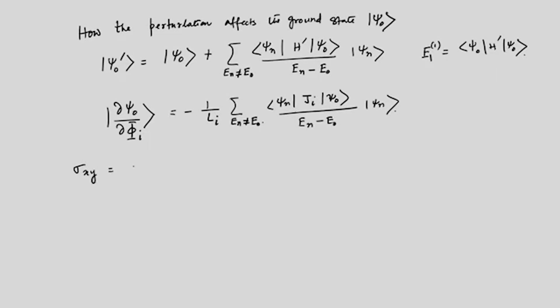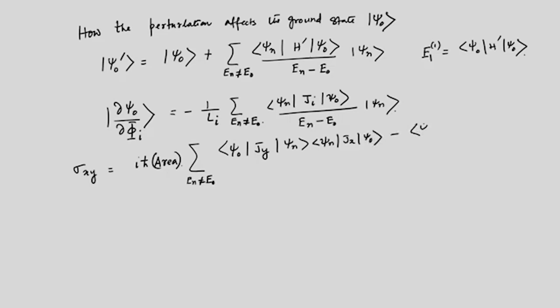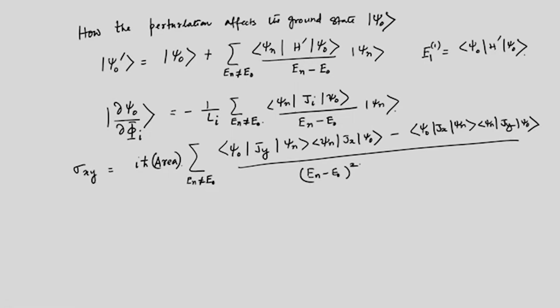Now, just reminding you of the Kubo formula. The Kubo formula said that sigma x y, with some geometrical factor which is this A, let me write area itself, okay, because there is A already there as a vector potential, and then you have the sum over E n not equal to E 0, and then it is psi 0 j y psi n, and psi n j x psi 0, minus psi 0 j x psi n, j y psi 0, divided by E n minus E 0 square.